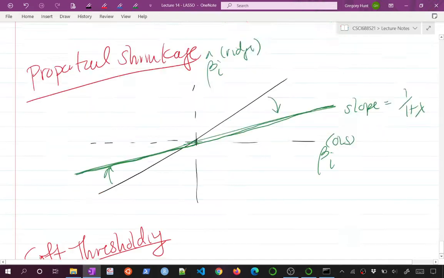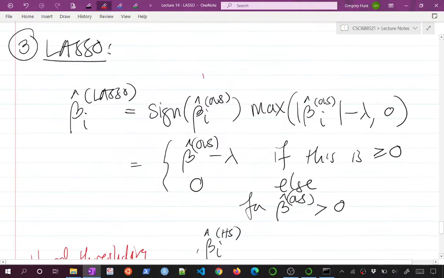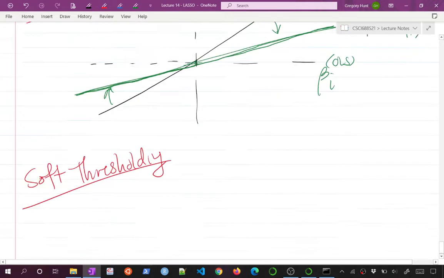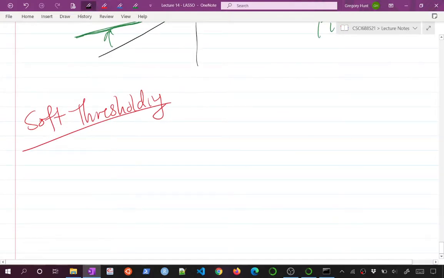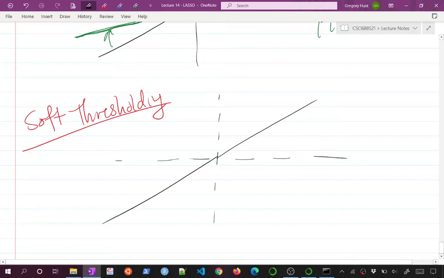And the last one is so-called soft thresholding, or lasso. I should write this. So this is called a soft threshold. And soft thresholding: here's my 45-degree line. Here's my beta hat OLS. And here's my beta hat lasso. Let's write this out, lasso.